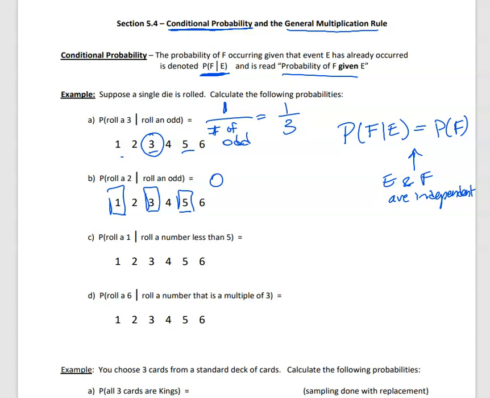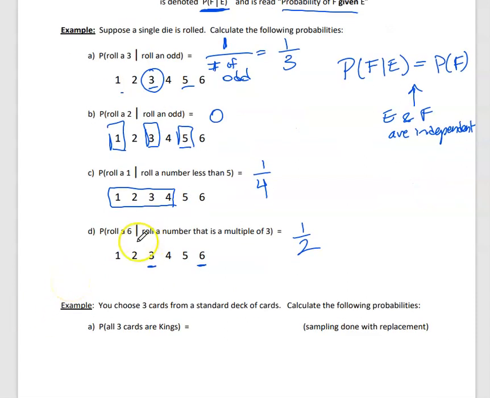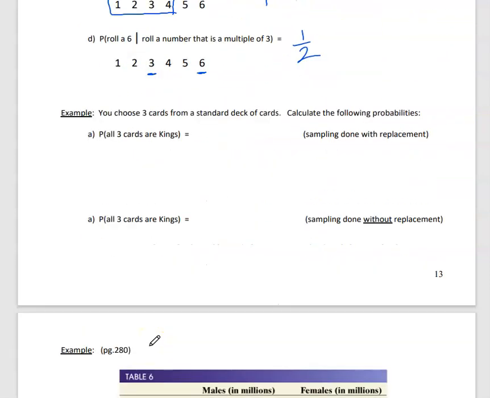The probability to roll a 1 given that we rolled a number less than 5, that's these 4 are less than 5. So it'd be 1 out of 4. One of them is a 1. 4 numbers are less than 5, so 1 out of 4 chance to roll a 1 given that we rolled a number less than 5. And then the probability to roll a 6 given that we rolled a number that is a multiple of 3. Well, 3 and 6 are the only multiples of 3, so it's a 1 out of 2 chance. There's also a 1/2 chance to roll a 3 given that we rolled a multiple of 3, and the other ones would be 0 probability given that we rolled a multiple of 3.